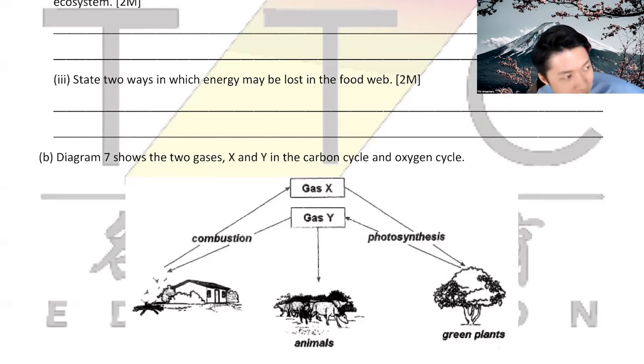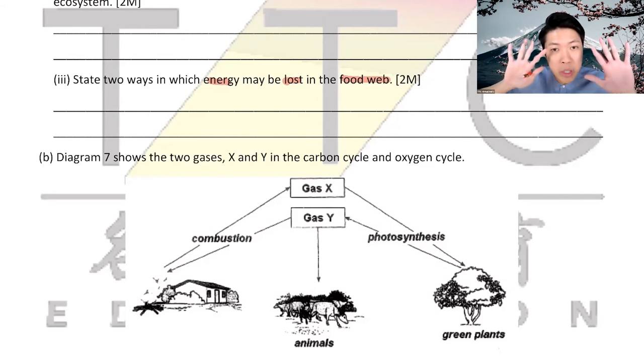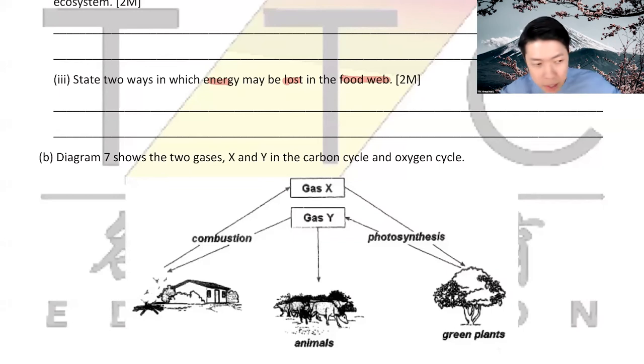Okay, done. State 2 ways in which energy may be lost in the food web. Every time in every stage from primary all the way to tertiary, only 10% of energy is passed on. Yes, you heard me right. Out of 100%, every stage only passes 10% of 10% of 10% of 10%. Where have the rest gone to?